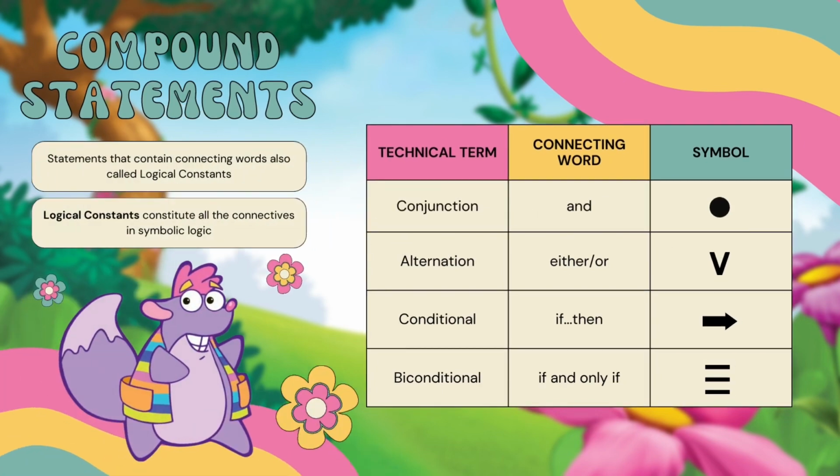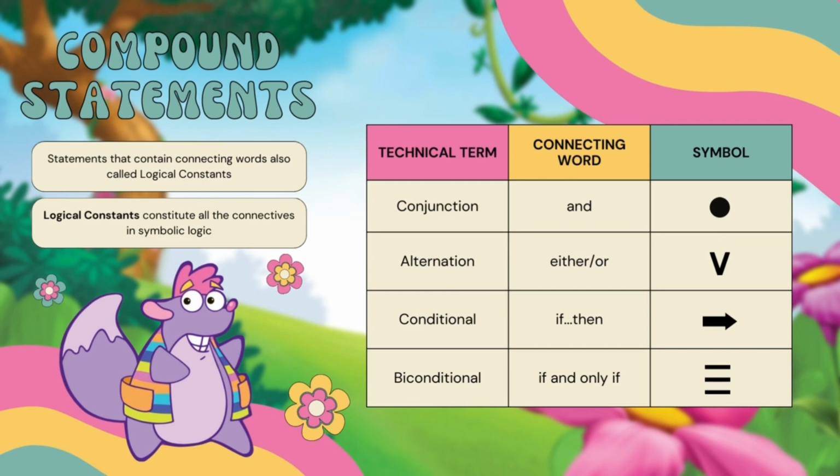Let us now represent compound statements. These statements contain connecting words that are also called logical constants. What are logical constants? Exacto. Logical constants constitute all the connectives in symbolic logic. And so, we will stipulate the following symbols to represent these logical constants.